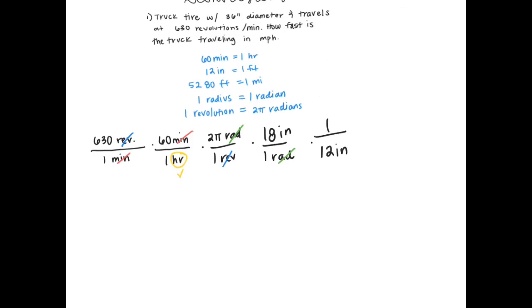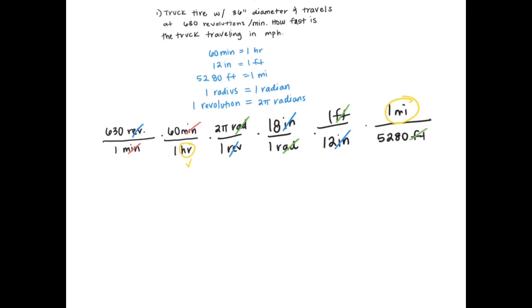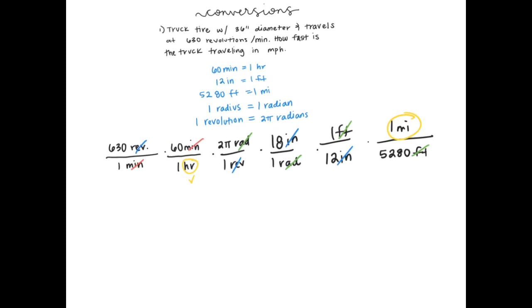Now I'm going to do inches to feet. So I've got 1 foot per 12 inches. Inches cancel. Then I've got 5,280 feet per 1 mile. My feet cancel, and I'm left with the measurement that I need. Now I'm going to rewrite all of that with just the numbers. The units of measure are just meant so we can have a visual representation of how things cancel. So I am going to take 630, 60, 2 pi, 18, 1, and 1, and multiply that together. Notice that I'm just worrying about the numerator.